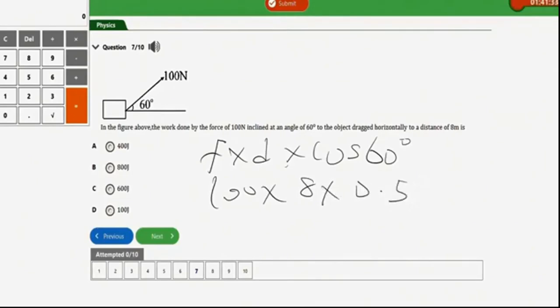So let's punch this on the calculator. We have 100 times 8 times 0.5. So we have the output to be what? 400 joules. The correct option in this question is what? Option A, 400 joules. So that's it for this particular question. Let's wipe this now and solve the next repeated question.